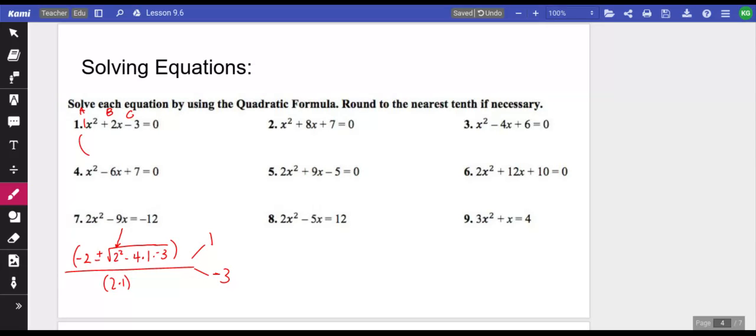Now we can factor this to prove that we did it right. Factors of 3 that subtract to be 2 are 3 and 1. The sign chart says the bigger one gets a negative. But then when I set them up, I get x equals 1 and x equals negative 3, when I solve like I did yesterday.